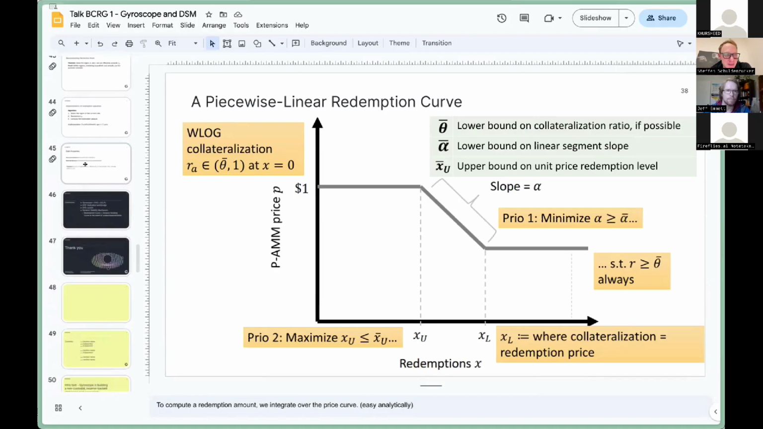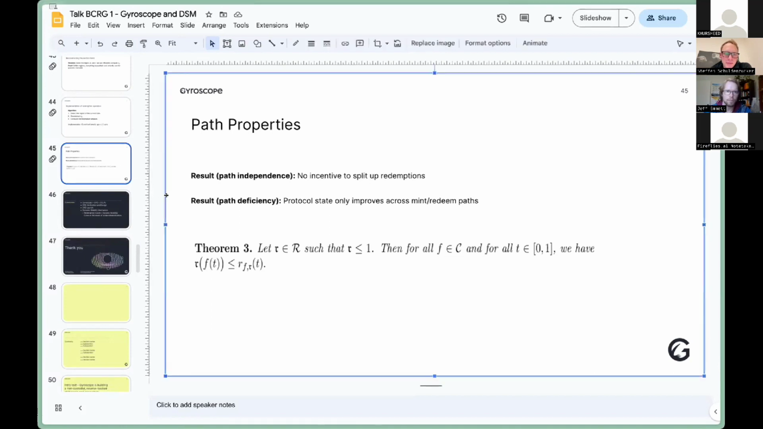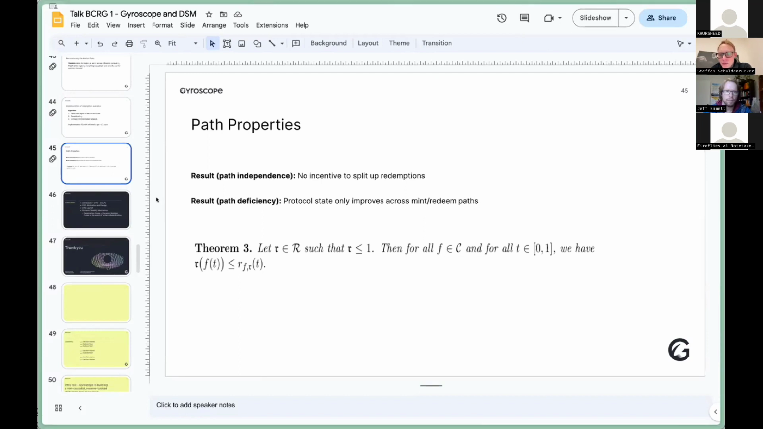I have some properties here that you can show about the system. For example, we do have this nice property that there's no incentive to split up redemptions. You actually have complete path independence: if you are not asking for any fees or you don't have any gas costs, then it doesn't even matter if you split it up or keep it all together. If you have fees, then the protocol state only improves across mints and redeems, so the state of the protocol is going to go up and up because of these fees.